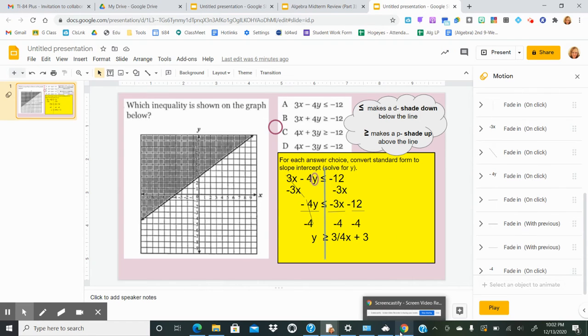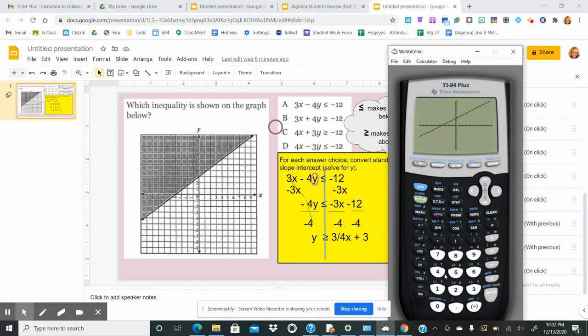Now, if you graph the equation, it should look like the graph in the picture. So I typed in y equals 3/4 x plus 3, and I hit graph. Now, if I look at this graph, it crosses at the 3 on the y-axis, so the y-intercept is 3. And the same thing in the picture, the intercept is also 3 on the y-axis.